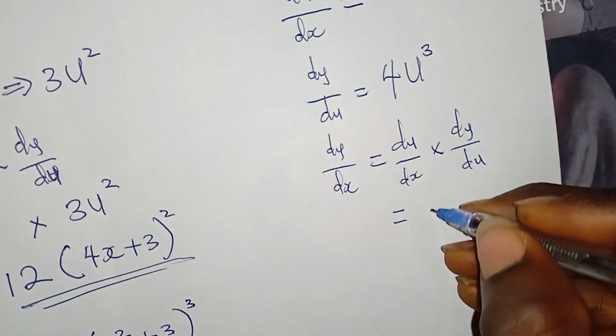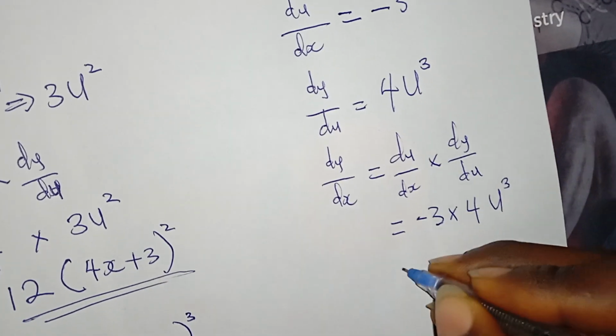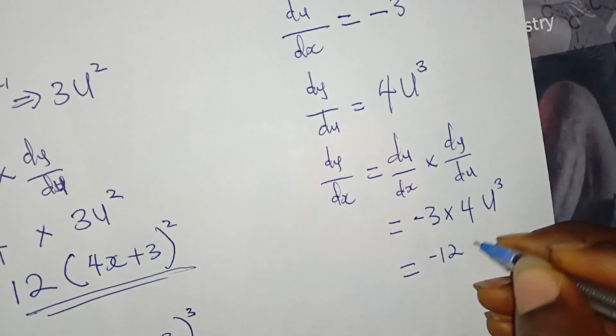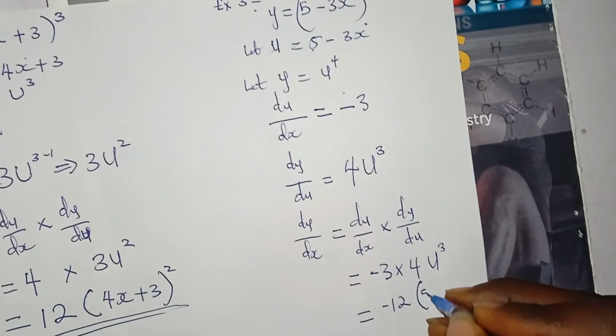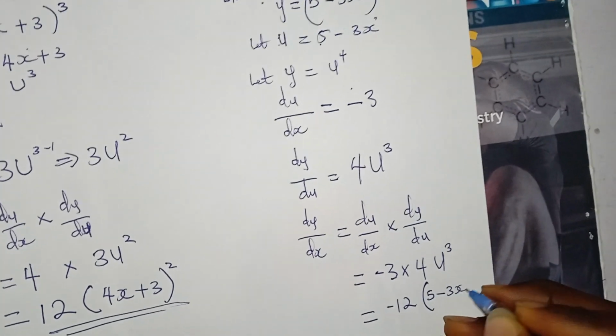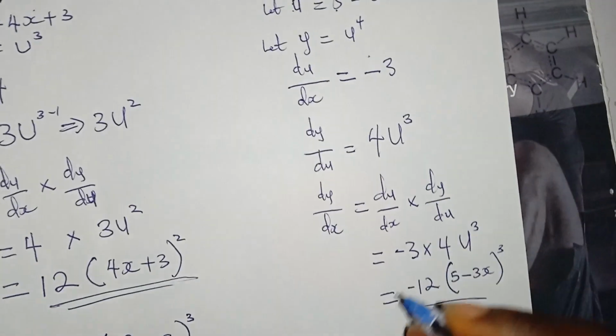So this is the same thing as saying minus 3 times 4u cubed, and this is the same thing as minus 12u cubed. Now remember that u is the same thing as 5 minus 3x, so all cubed. This is my final answer.